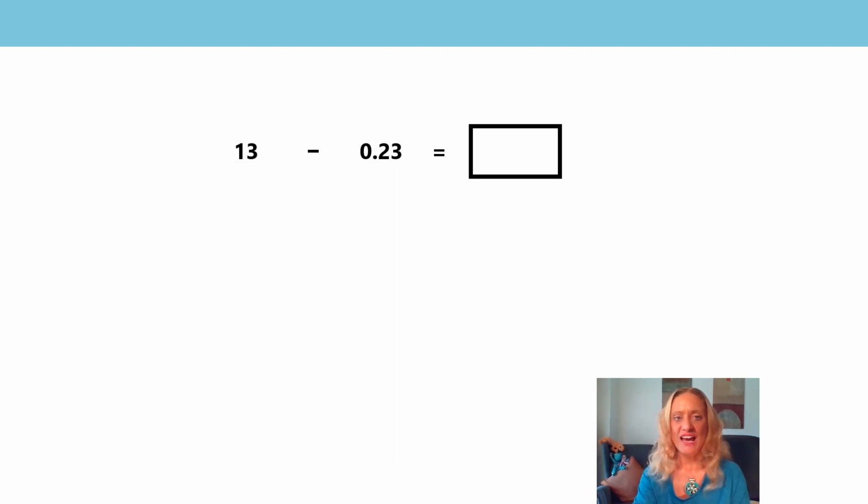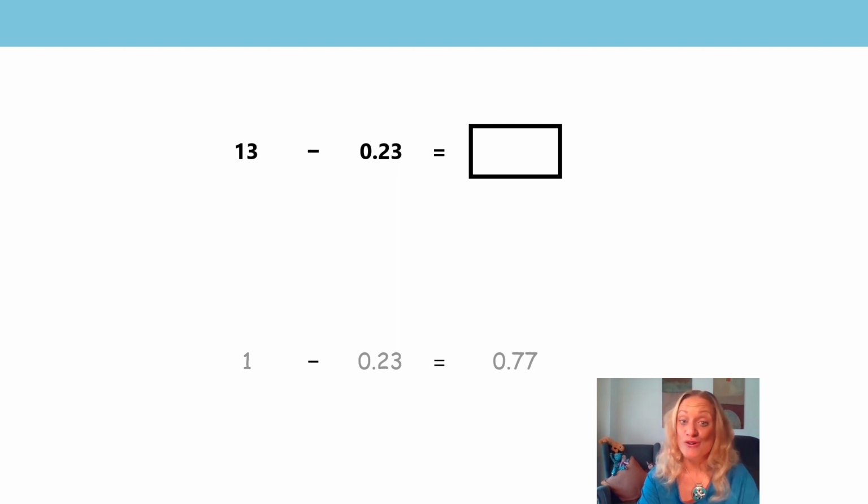Now let's have a look at some missing number problems and think about how we would solve them. For each calculation, I'd like you to use a known number fact to calculate the difference. So this is the first one. I'd like you to pause me now and have a think about the methods that we've used previously. How did you get on? What was your known fact? Did anybody use 1 subtract 0.23?